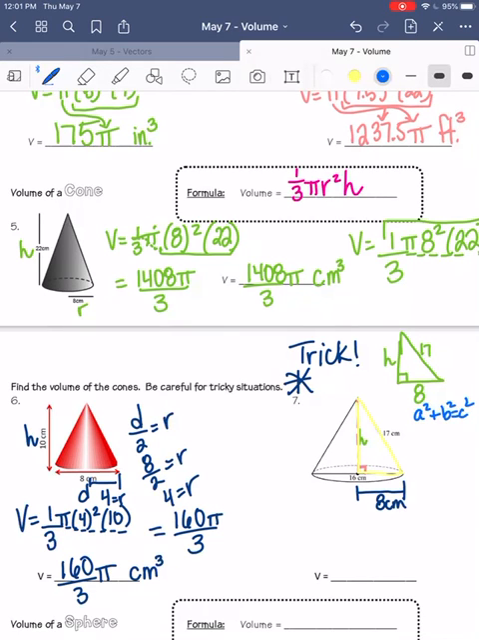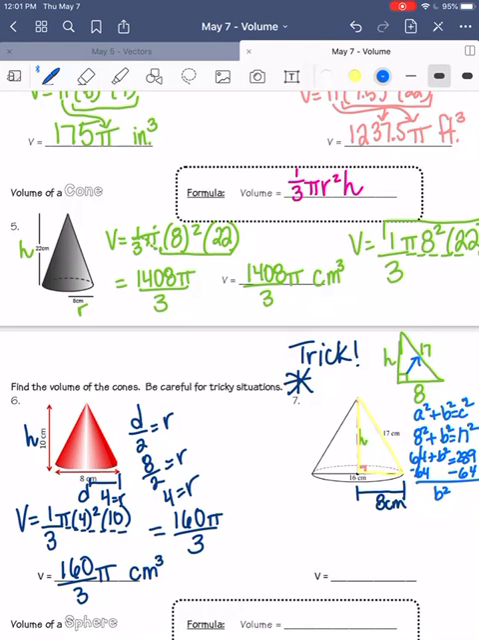And the reason this is a trick is because a lot of students are going to want to say the 17 is the height, but it is not. So we have to do Pythagorean theorem to find the height. So we're going to go 8 squared plus b squared equals 17 squared. Remember, the hypotenuse always has to be the c. So that's 64 plus b squared equals 289. And then what do we do with that 64? We subtract it.